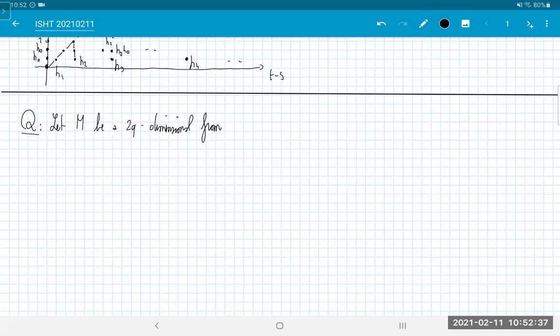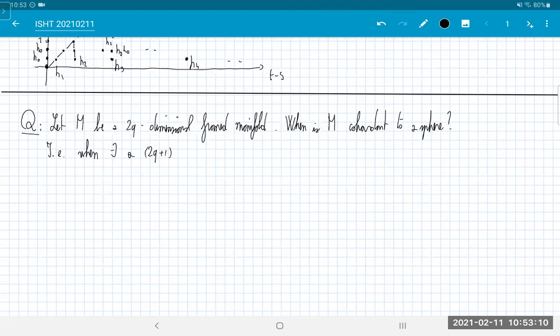Sorry, not manifold, framed manifold. Remember, framed means that it has a trivialization of the stable normal bundle. So when is M cobordant to a sphere? I.e., when there exists a 2q plus one framed manifold with boundary W such that the boundary is M disjoint union a sphere, where the sphere has some framing. I don't particularly care about what the framing is. So that is the question.